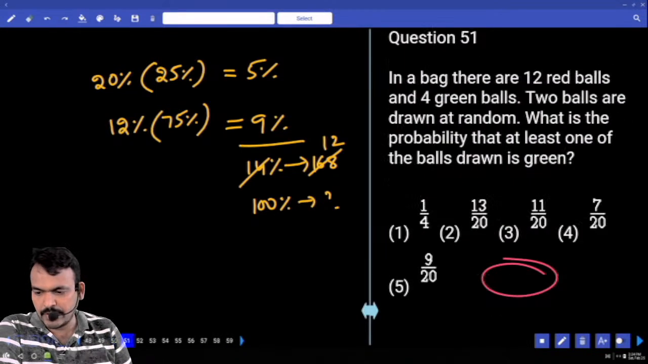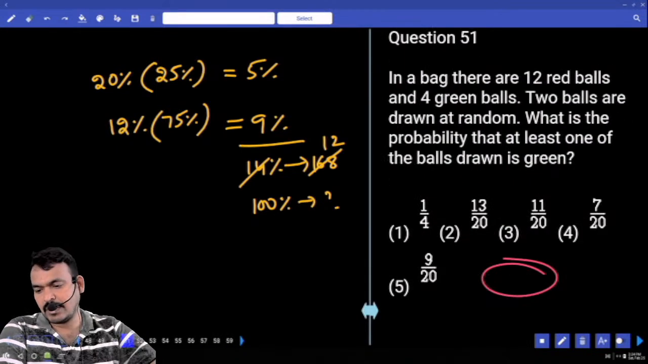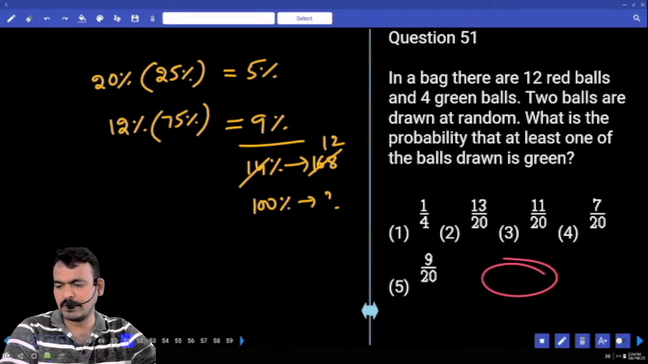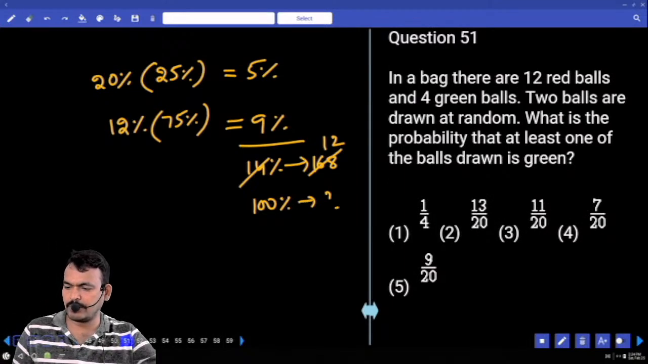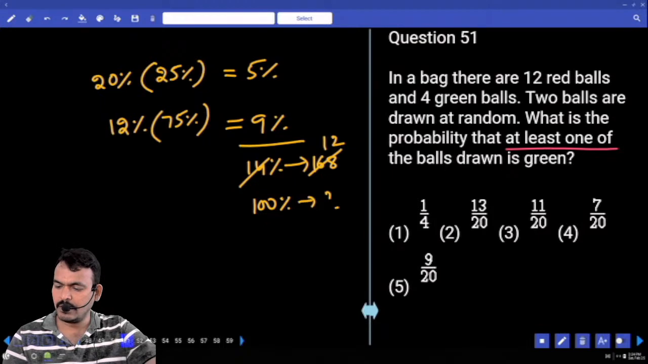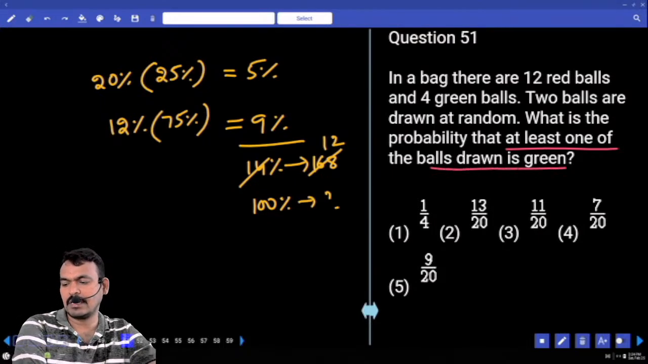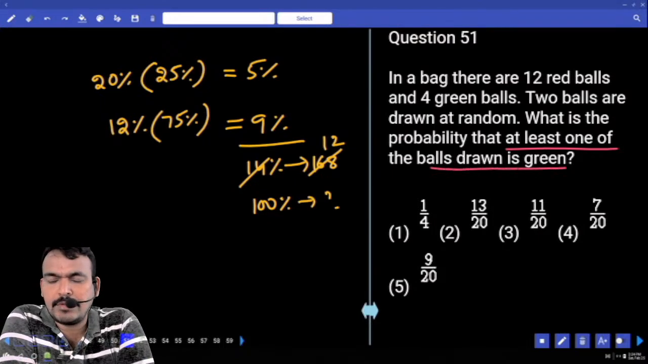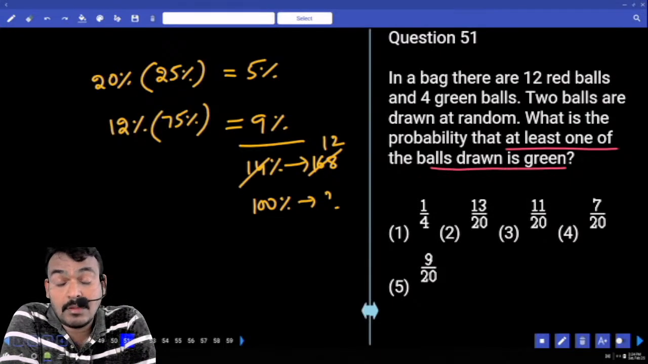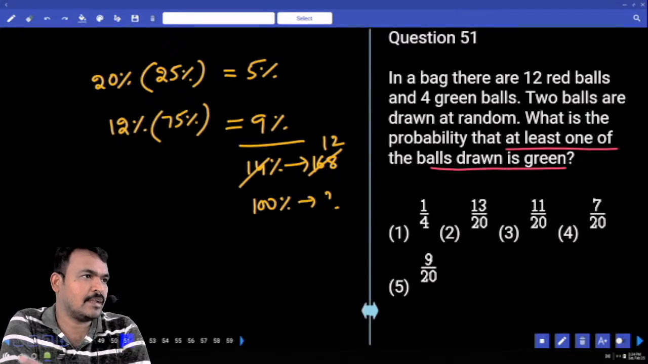Next question number 51. In a bag there are 12 red balls and 4 green balls. 2 balls are drawn at random. What is the probability that at least one of the balls drawn is green? We require positive statement or negative statement? Positive is required. At least one green means we require positive.